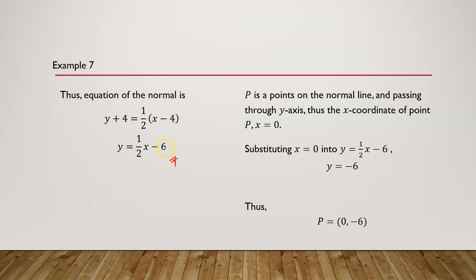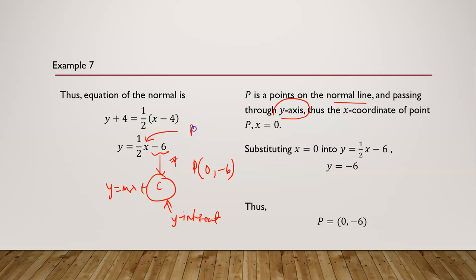So since P is a point on the normal line and passing through y-axis, so daripada sini, you know that this is C, kan, y equals to mx plus c. C is your y-intercept. So from here, we can know directly coordinate of P. P is 0, -6. Ataupun you substitute your x value tadi, x equals to 0. Substitute into here. Since you know that P is 0, y, you want to find y, kan? So from here you get y equals to -6. So you akan dapat P.